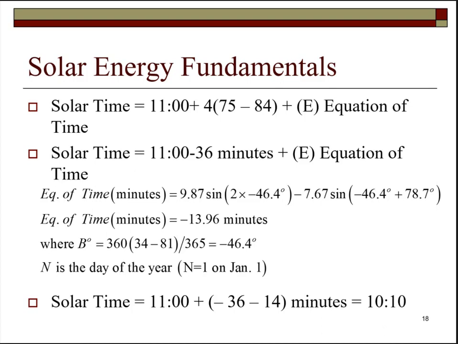Now we must account for the equation of time. February 3rd is the 34th day of the year. Looking at the graphical representation of the equation of time, we estimate minus 14 minutes on the 34th day of the year. We now subtract 14 minutes from 10:24 a.m. and arrive at a solar time of 10:10 a.m.